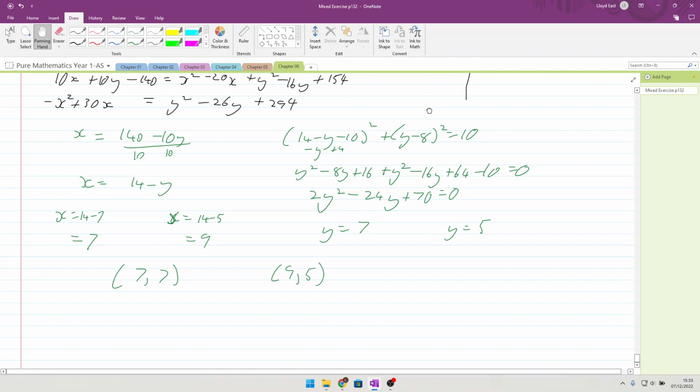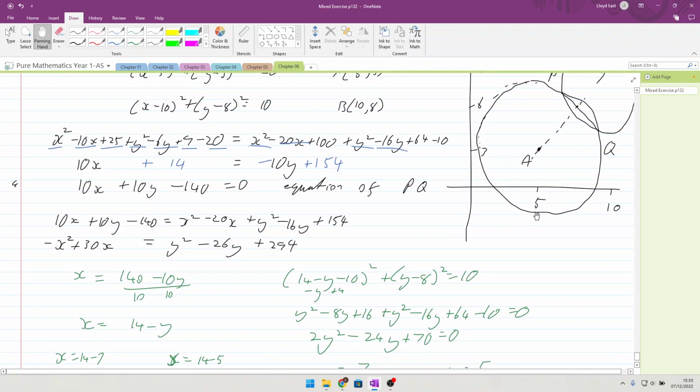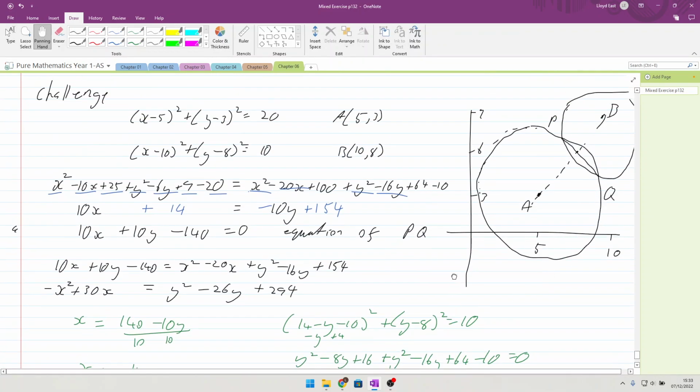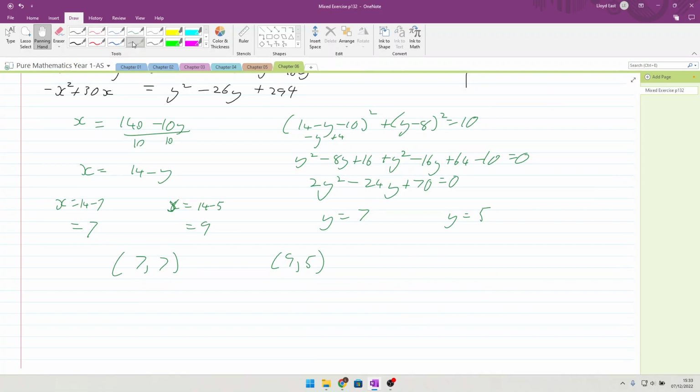Looking at the diagram, 7, 7 is the P, and this one is Q. Okay, delightful. Last part of it, find the area of a kite. Okay, so area of a kite.